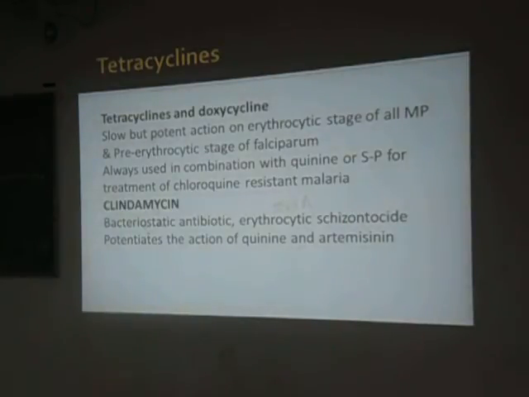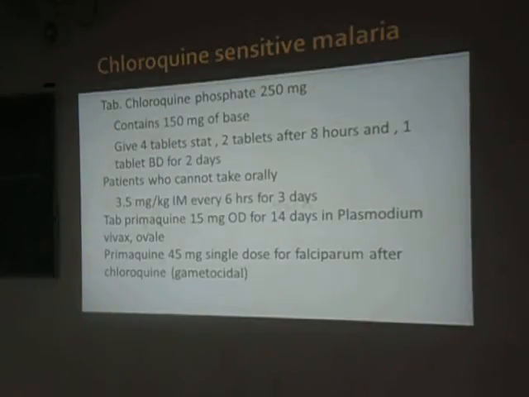except for primaquine, which is less effective in the erythrocytic stage and has a tissue schizonticidal action. Other than that, most of them have the same function. So azithromycin, a bacteriostatic antibiotic, is active against erythrocytic schizonts. Okay, so tetracyclines are always used in combination with quinine or SP. What is that? Sulfadoxine, pyrimethamine. So they are used when there is chloroquine resistance.